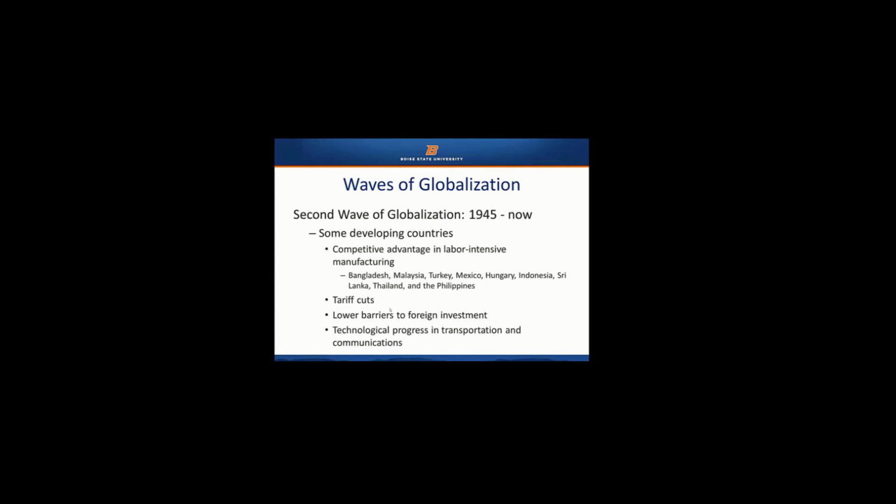And in other developing countries, especially those that are relatively labor intensive, they have a comparative advantage in those. So we see a lot of countries like Bangladesh, Malaysia, Turkey specialize in relatively labor-intensive manufacturing activities where, because they have relatively cheap labor, they benefit. They've also been lowering their barriers to foreign investment and trying to make technological progress in transportation and communication.